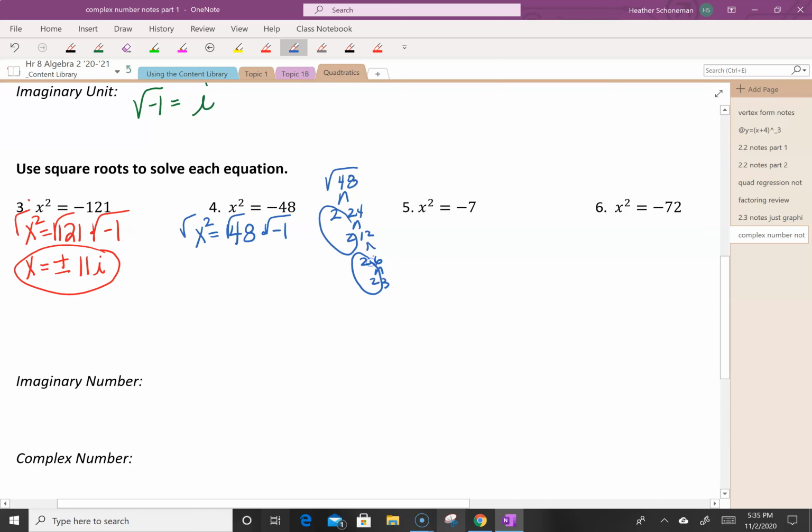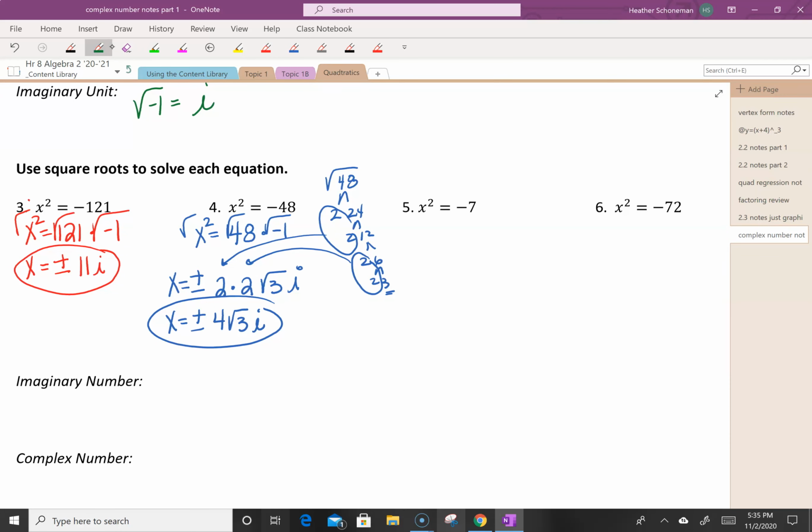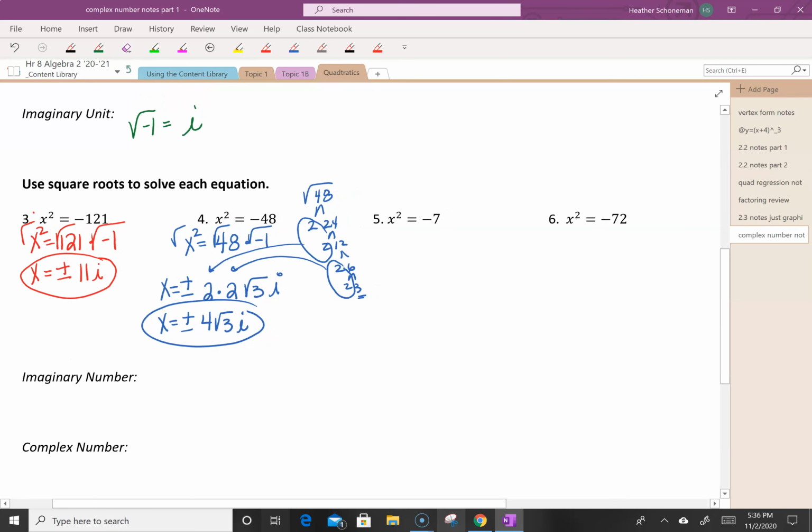Okay, let's think about this a little bit. When I rewrite this, square root of x squared is x. Then, plus or minus, outside of the radical, I have a pair. Each pair represents one number. And this goes underneath, and the square root of negative 1 is i. If I simplify that some more, I get x is plus or minus 4 square root 3 i. And that is my answer. I know, it's strange and it's a lot to remember.